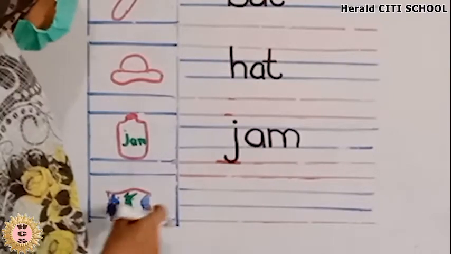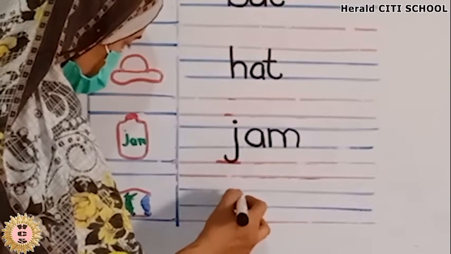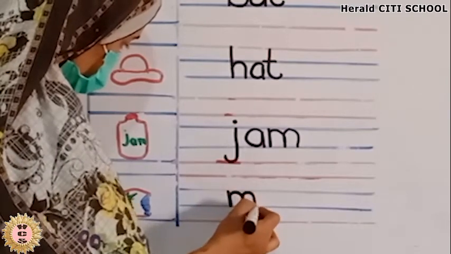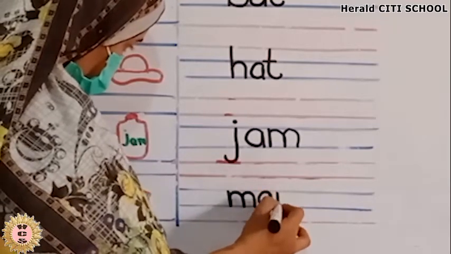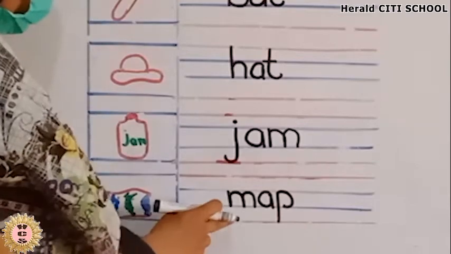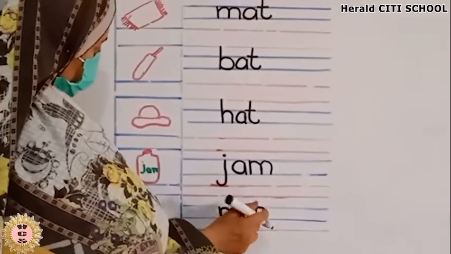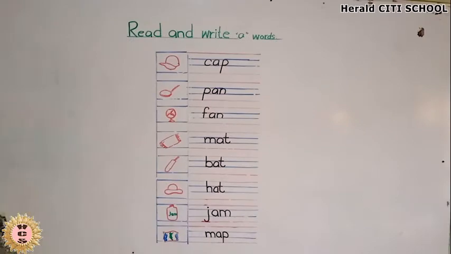And this is map. Map. M-A-P, map. Read it again. M-A-P, map. I hope, children, you will understand how we can write A words.